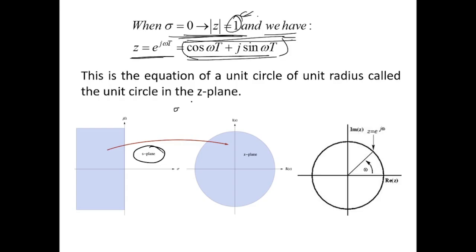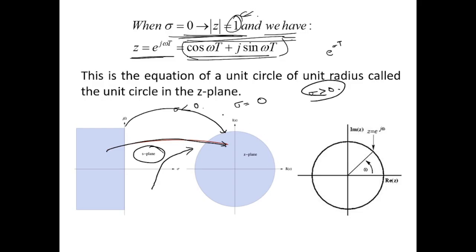So when sigma is less than 0, what will happen? Our value will be less than 1, e to the power minus sigma t, so it will be less than 1. So this left hand plane comes over here. Similarly, if sigma is greater than 0, this right hand side plane maps outside the z plane. And when we have sigma equals 0, this j omega axis maps onto this unit circle, because modulus of z becomes 1.